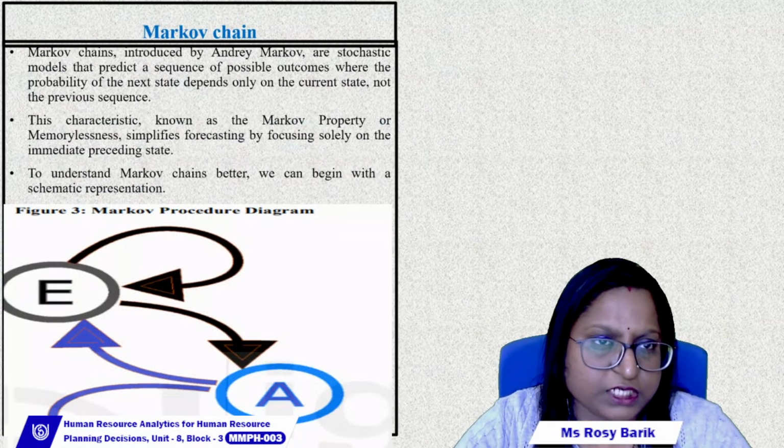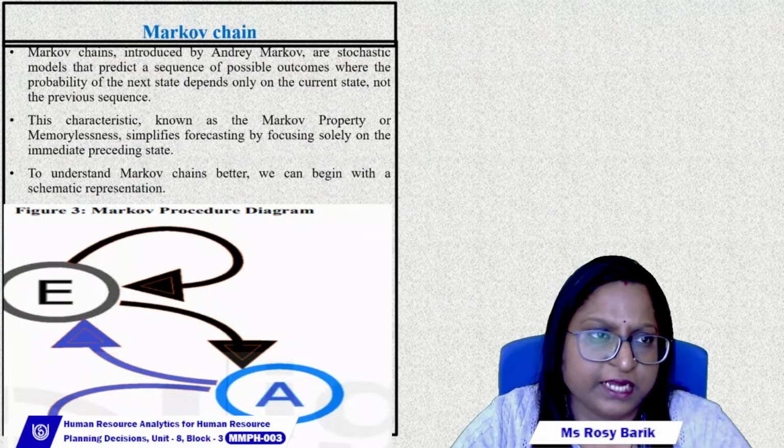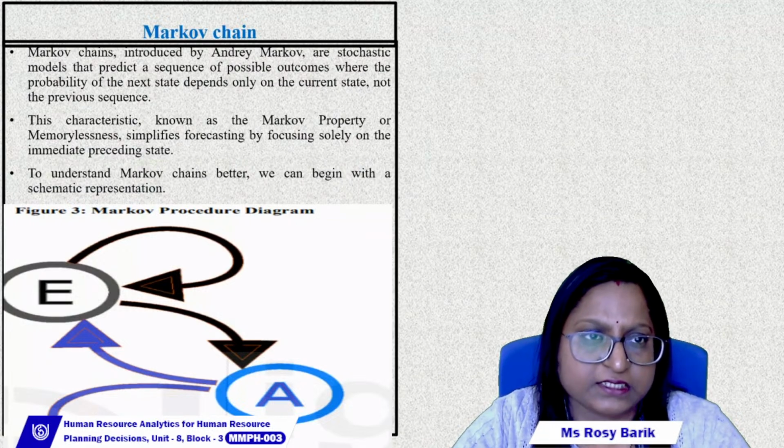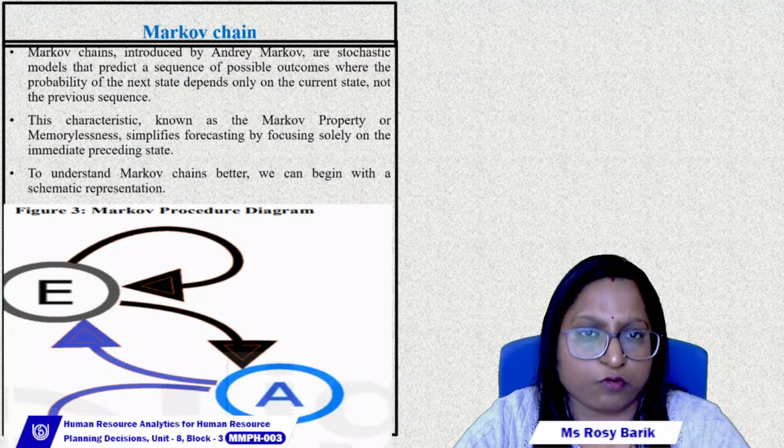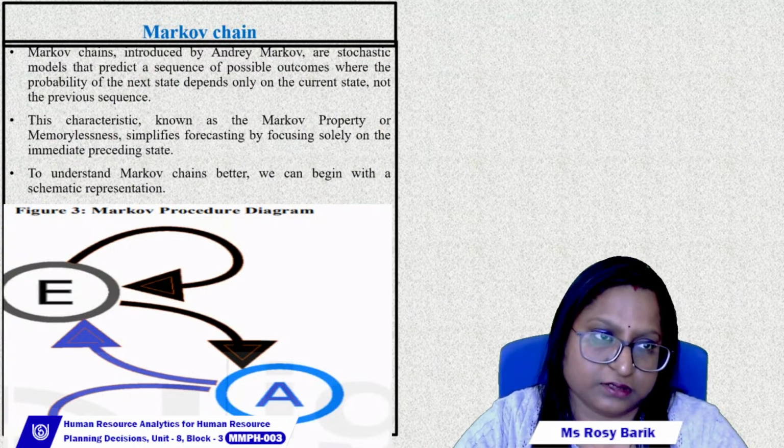Markov chains were introduced by Andrei Markov, a stochastic model that predicts the sequence of possible outcomes where the probability of the next state depends only on the current state, not the previous states or previous sequences.